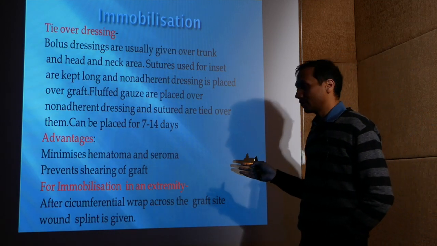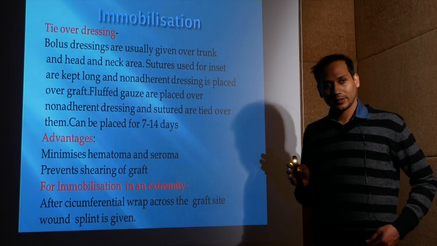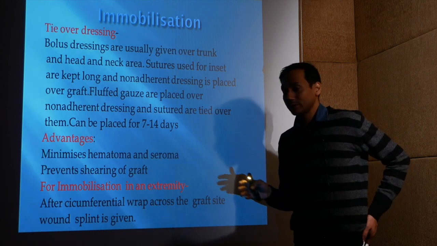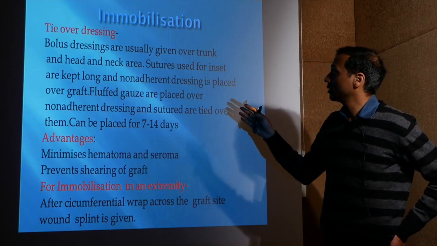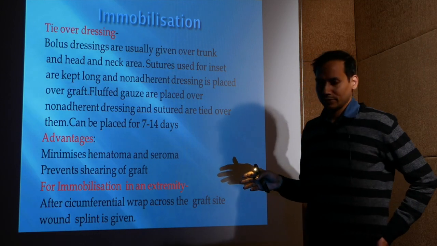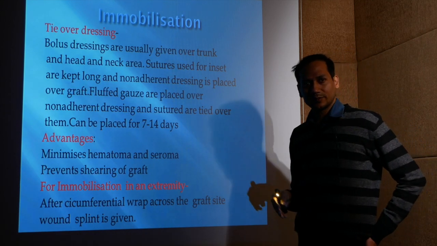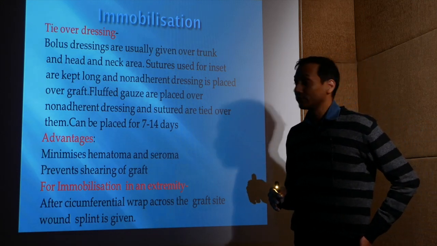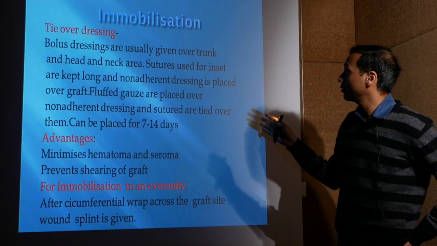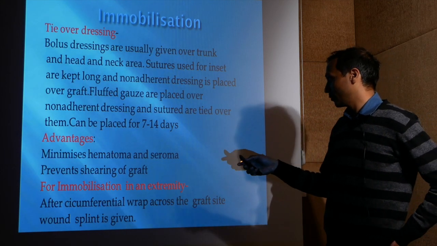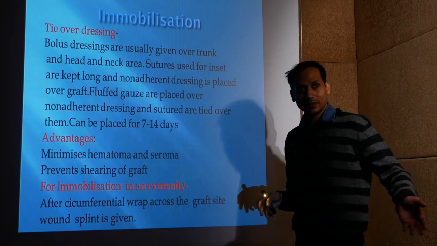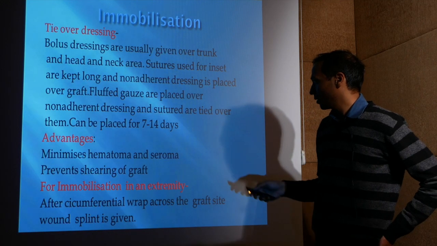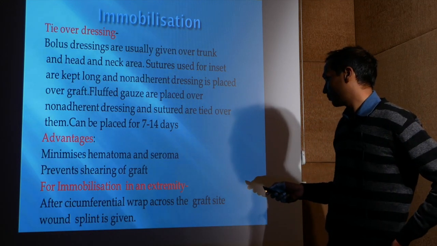Immobilization is also one of the most important parts of skin grafting, so that the graft cannot be torn off and shear force will not act, which can be done by a tie-over dressing. Sometimes we use a slab, so that the parts above and below the area will not move. Tie-over dressing can be done in the form of a bolster. The advantage is that hematoma and seroma formation are minimized because of compression, and it also prevents shearing of the graft.